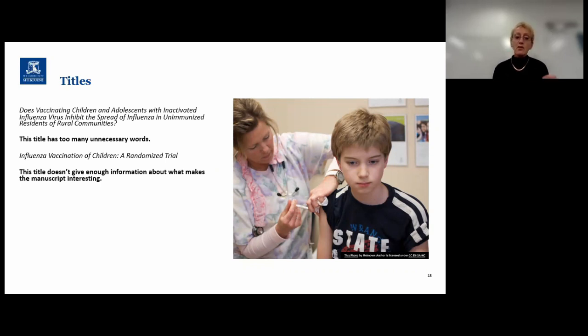but maybe not. Vaccination of children: which children? Where were these children vaccinated? It could be anywhere. So by adding in rural communities, all of a sudden you've got the effects of child influenza vaccination on infection rates. So it's giving you a lot more information than this one, and it's not nearly as wordy as the first title on this page.